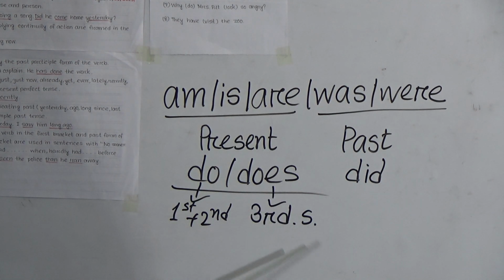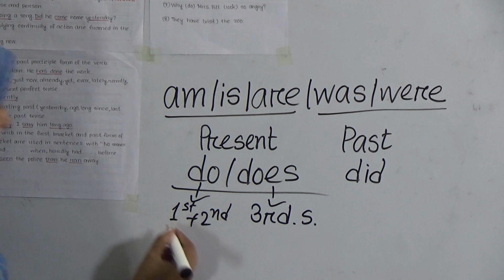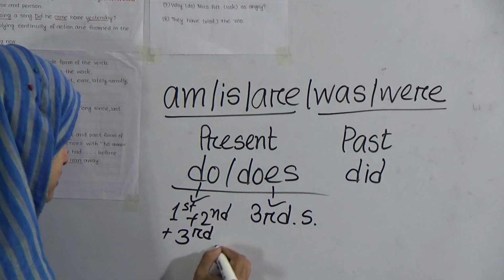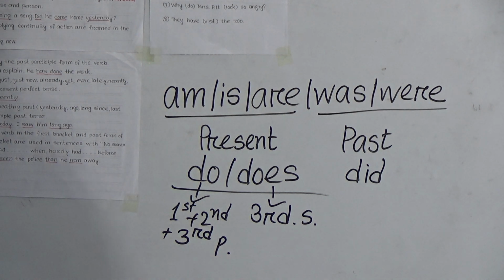Another question: if the subject is third person but plural, then you have to add do. So if the subject is third person plural, you have to bring do. So where will you use do? If there is no be verb, if the subject is first person, if the subject is second person, or if the subject is third person plural form. And if the subject is third person singular number, then you will bring does.